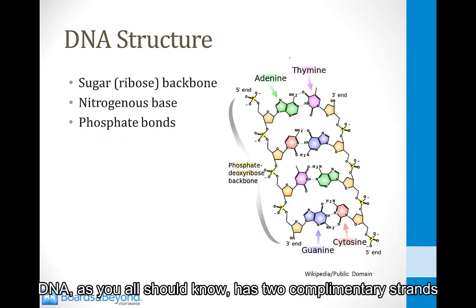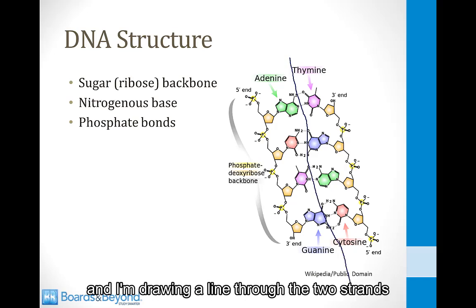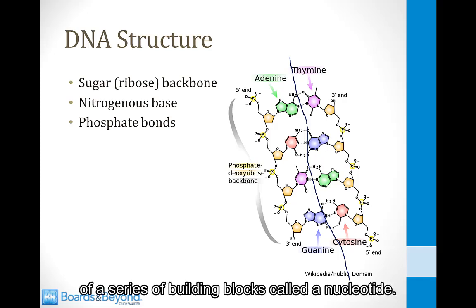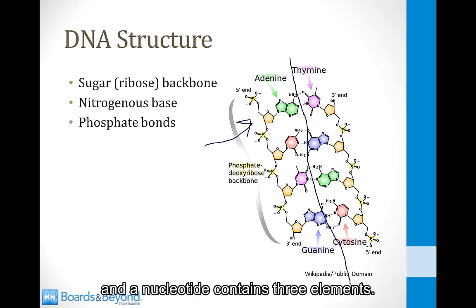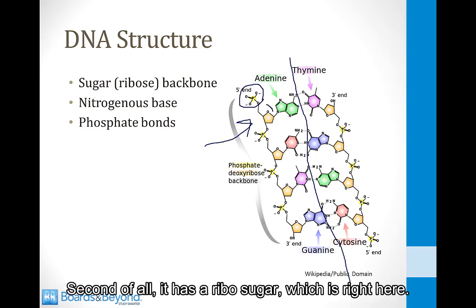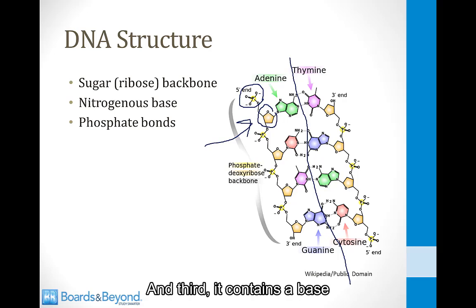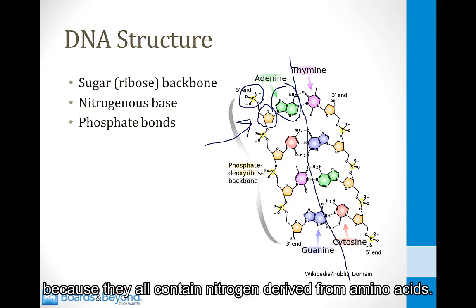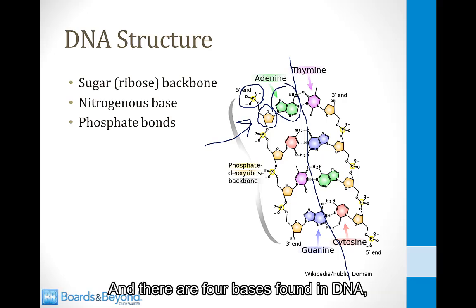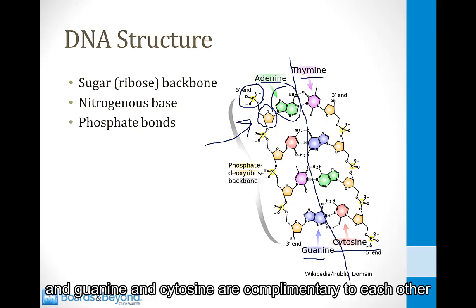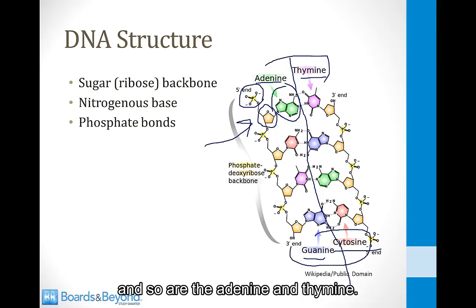DNA, as you all should know, has two complementary strands, and I'm drawing a line through the two strands on this picture of DNA on the screen. Each strand is made up of a series of building blocks called a nucleotide. This is a nucleotide right here. And a nucleotide contains three elements. First of all, it has a phosphate group. Second, it has a ribose sugar, which is right here. And third, it contains a base. These are called nitrogenous bases because they all contain nitrogen derived from amino acids. There are four bases found in DNA: adenine and thymine, and guanine and cytosine. Guanine and cytosine are complementary to each other, and so are adenine and thymine.